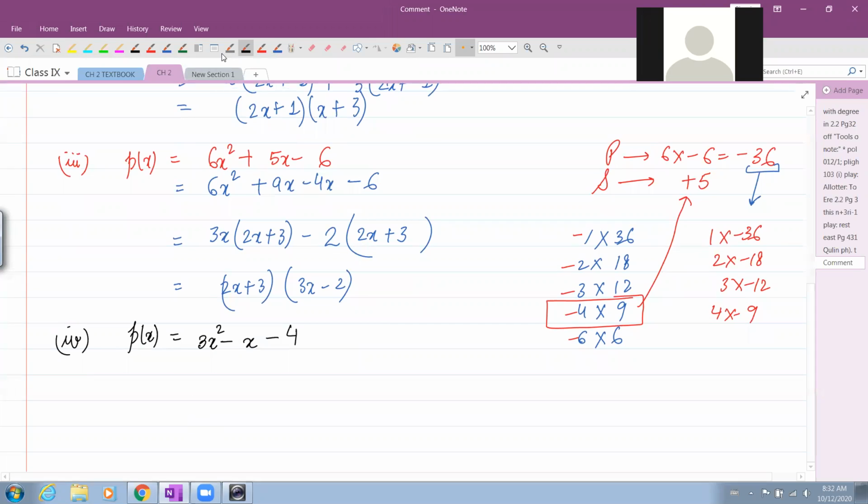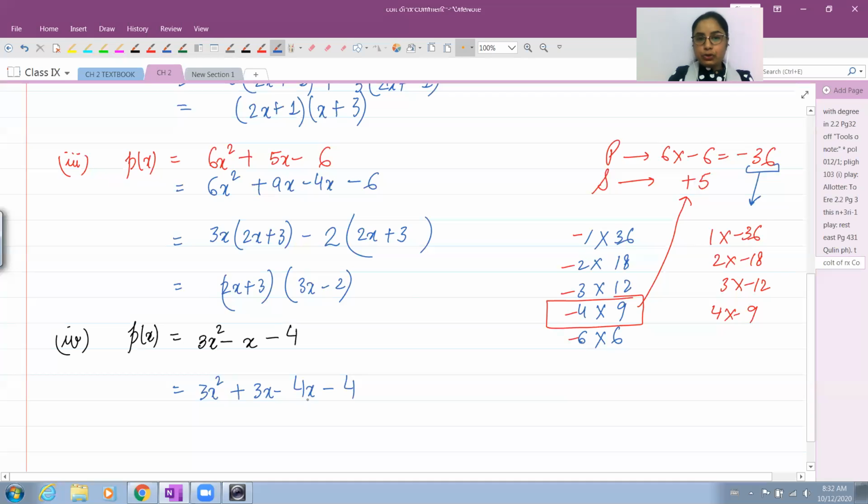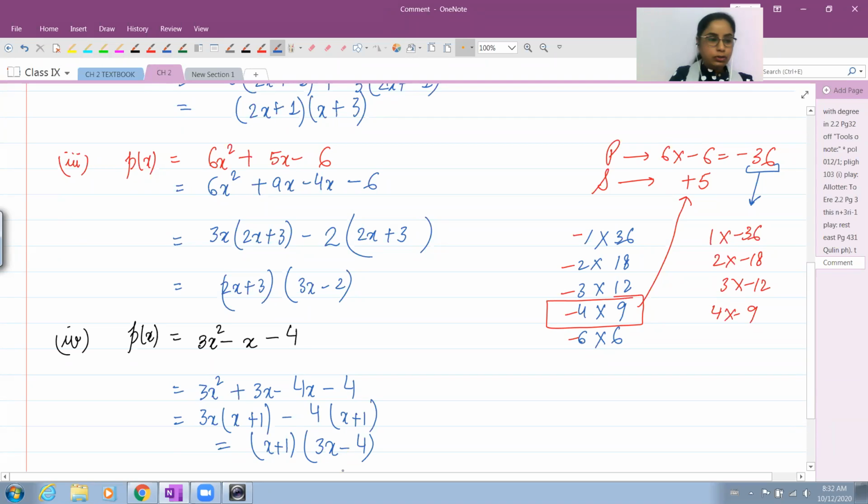Minus 4 plus 3. Minus 4 plus 3, that's correct. Now, I deliberately changed the order so that I could pair easily. I've got 3x into x plus 1 minus 4 into x plus 1. And I've got the two linear factors of my quadratic polynomial. I hope everyone's now clear about factorization of quadratic polynomial.